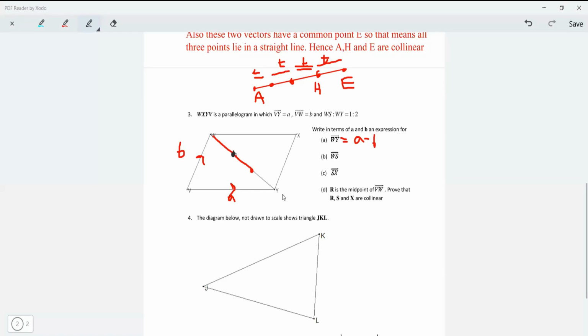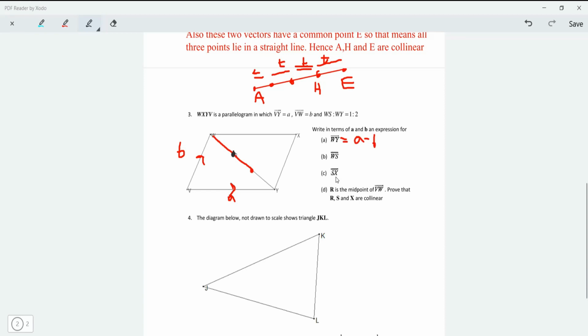WS is 1/3 of WY. But we already know WY. WY is just A minus B. So this is going to be 1/3 of the vector A minus B. Just look back at it one more time. This is WY, the whole of this is WY, and WS is just 1/3 of the whole line.